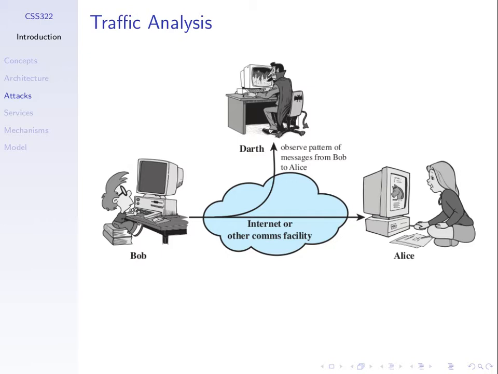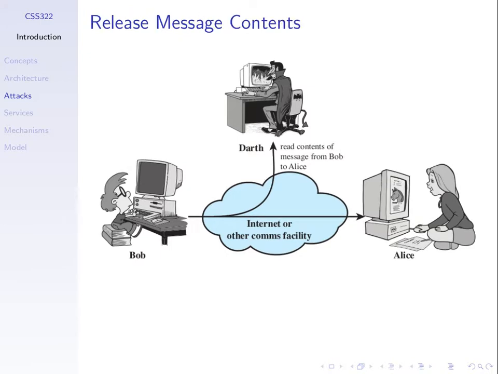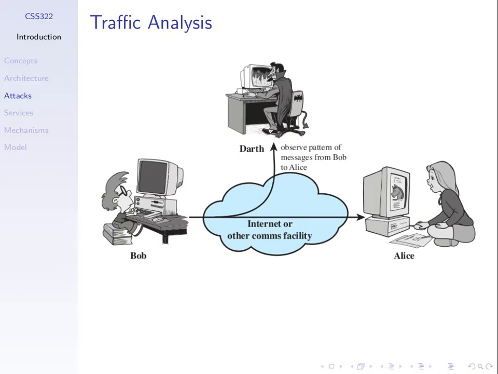Bob, who's sending those messages to Alice, is encrypting those messages. If there was no encryption, Darth could read those messages and find out what's happening between the two. But with encryption, Bob sends messages to Alice, they're encrypted. Darth can intercept those messages but cannot see the contents. He doesn't know what Bob is saying to Alice. But he does know that Bob is sending messages to Alice at 2 a.m. And by analyzing the communications, Darth may be able to determine something's gone wrong or something's happening. So traffic analysis involves analyzing the communication patterns and from that gaining some extra information.